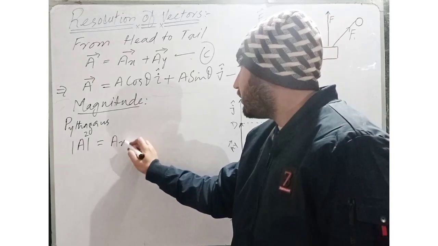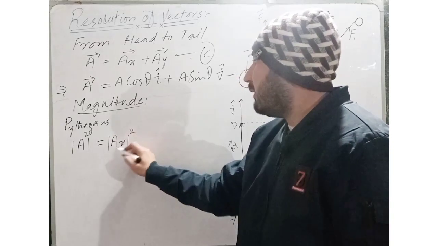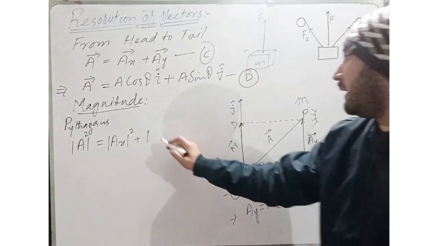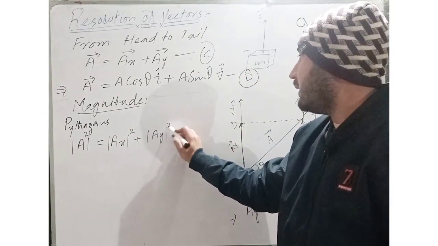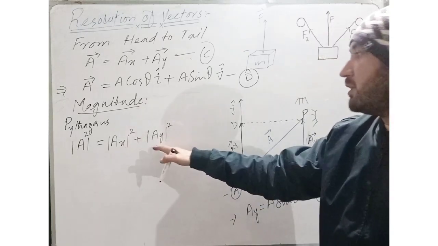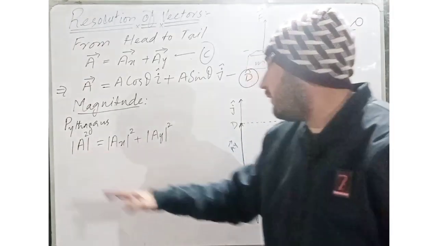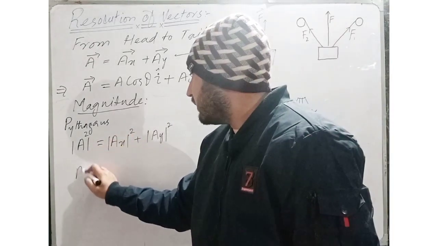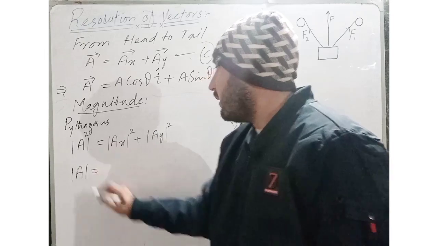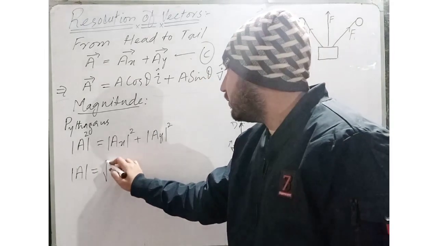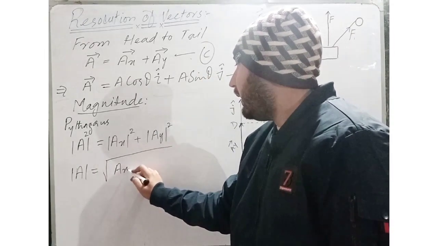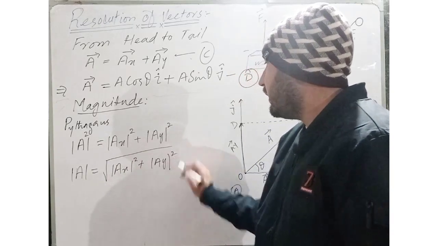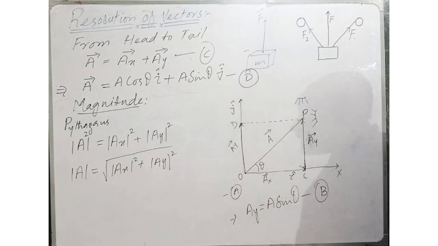So ax squared, where the absolute value shows the magnitude, plus ay squared. The magnitude of the x component squared plus the magnitude of the y component squared gives us the magnitude of the resultant vector squared, right? So we can take the square root, and our result will be: magnitude of A is equal to the square root of ax squared plus ay squared. That's how we can find the magnitude.